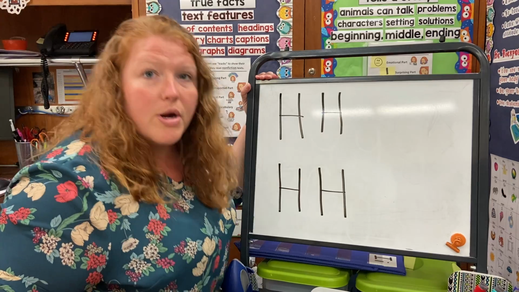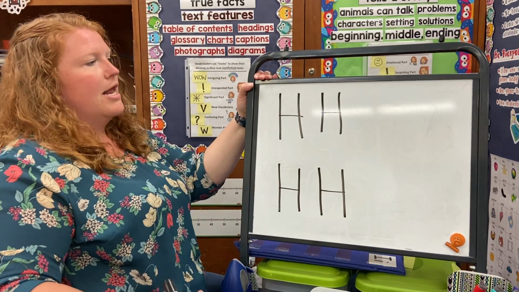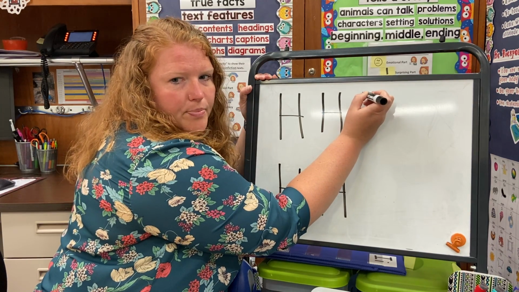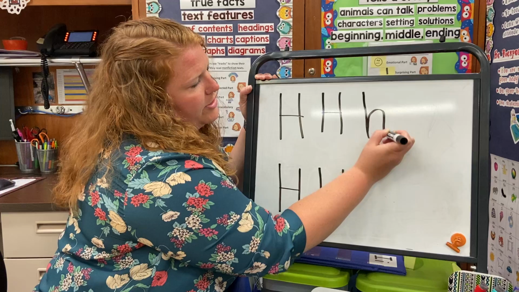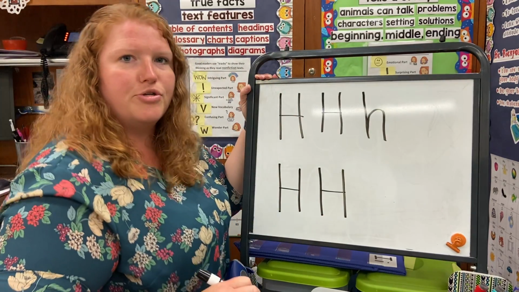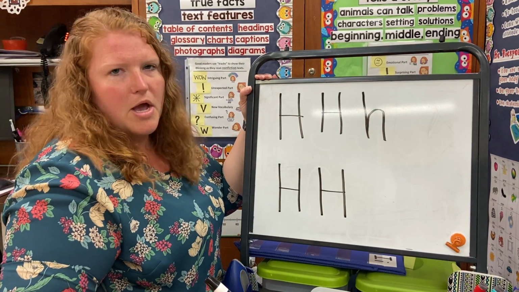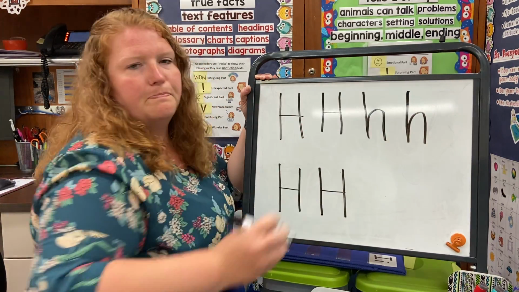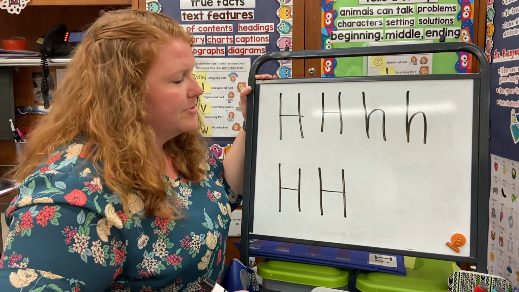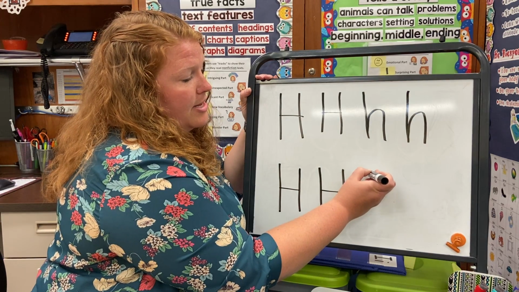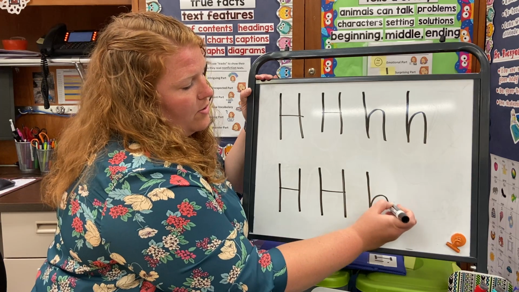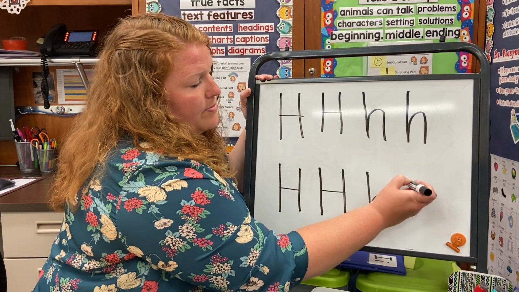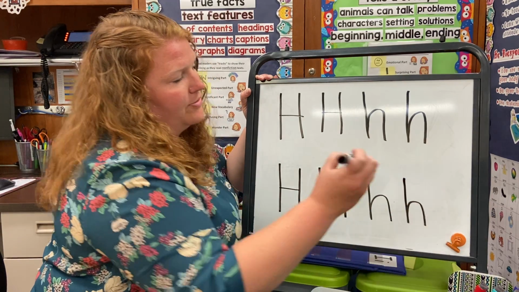You ready for our lowercase h? All right, lowercase h, watch me first. We start at the top, and we pull down, up, over, down. H. Do you see that? Do it with me this time. Pull down, up, over, down. H. Say what I'm saying this time and do it together. Pull down, up, over, down. H. Last time. Pull down, up, over, down.